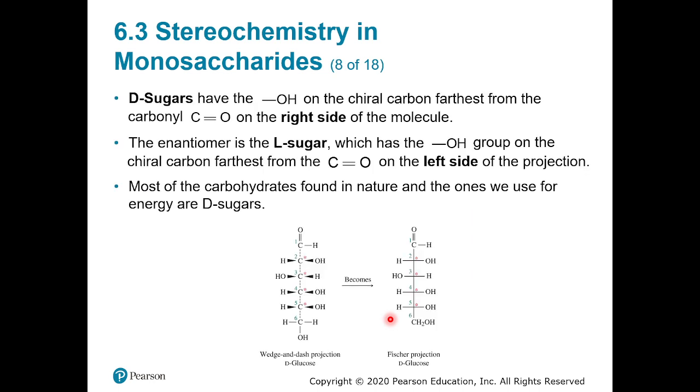Okay, so D sugars are going to have the OH on the chiral carbon farthest from the carbonyl on the right side of your molecule. The enantiomer, the L sugar, is going to have that OH, that last chiral carbon, on the left side. The L sugars are the easier one to remember. L for left. D for right. By the way, in case you're wondering, this is actually, if I remember correctly, German.